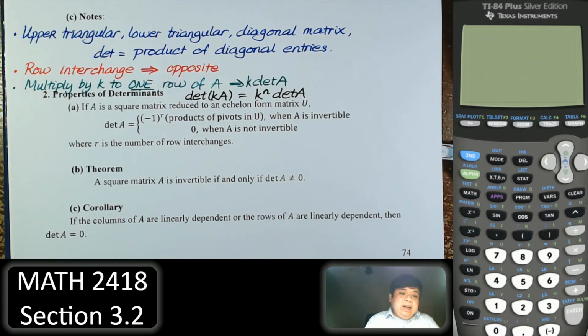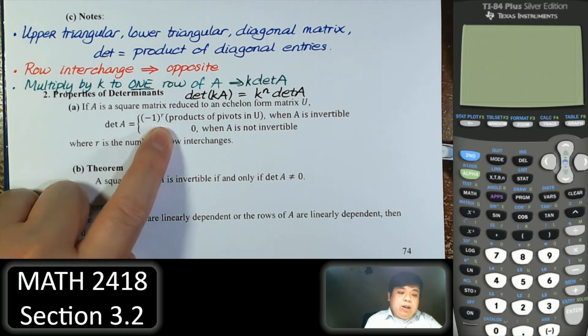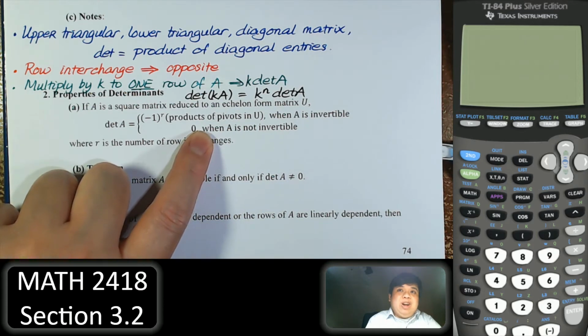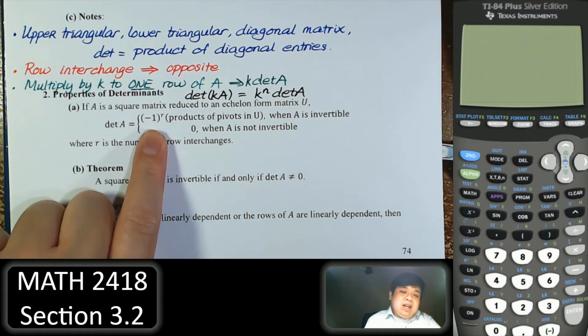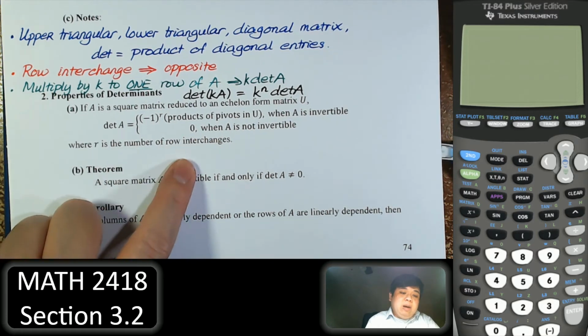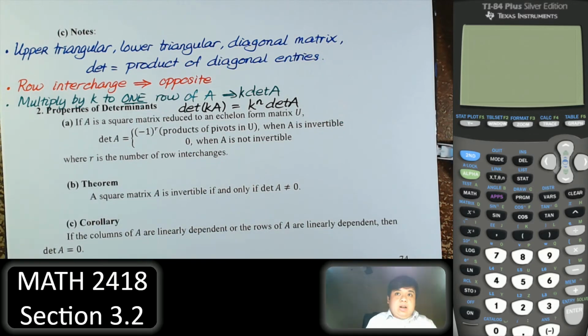It says that if A is a square matrix reduced to an echelon form matrix U, the determinant of A is equal to the product of the pivots, meaning the product of diagonal entries, times -1 to the R, where R is the number of row interchanges, because every time we do a row interchange, we turn the determinant to its opposite.